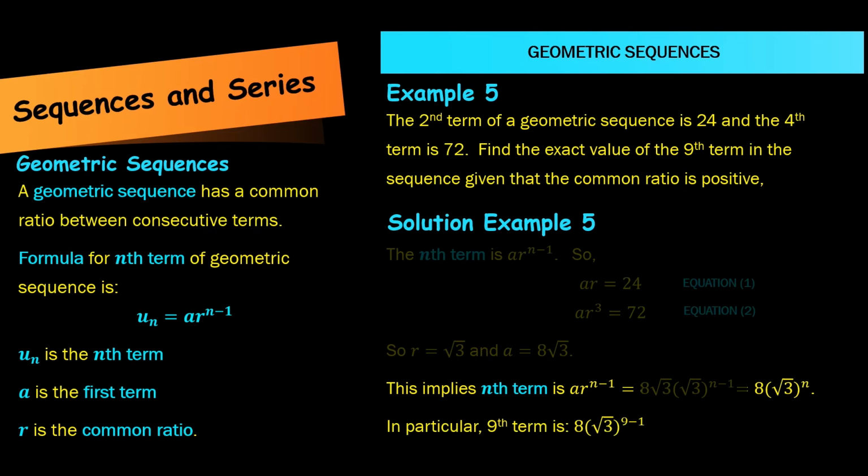And so in particular, the ninth term is 8 root 3 to the power 9 minus 1. Of course, here we've substituted n equals 9 into the equation to give us that the ninth term is 8 times 3 to the power 4, which is equal to 648.